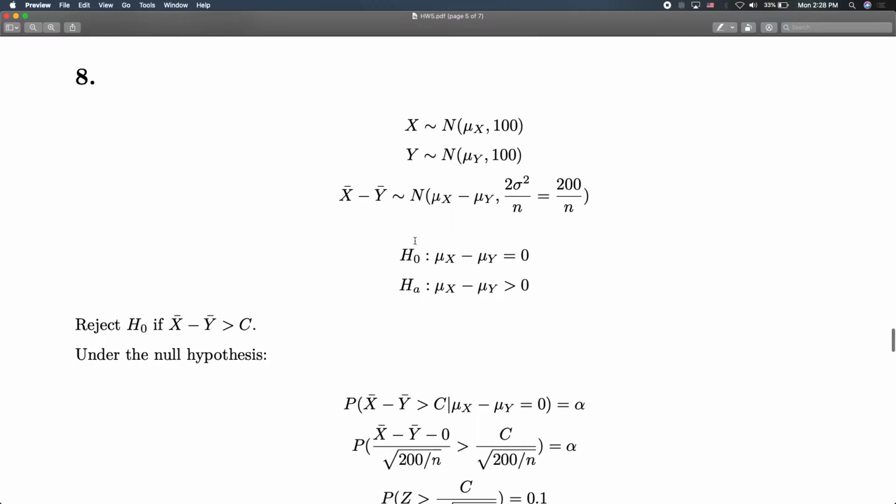So we first write down all the information we have. x follows a normal with mu x and y follows a normal with mu y. And then we are interested in the difference of their means. So x bar minus y bar will follow a normal distribution in this form: mu x minus mu y, and then 2 sigma squared over n, so 200 over n. This is the distribution that we're going to work with, and then we have the null and alternative, equal to 0, greater than 0.